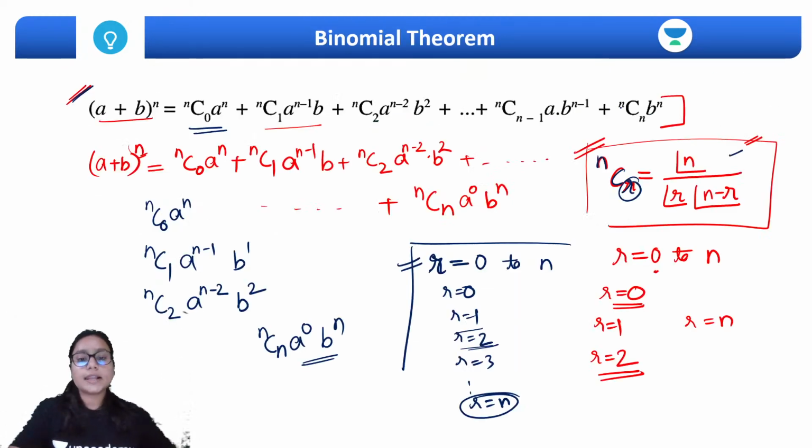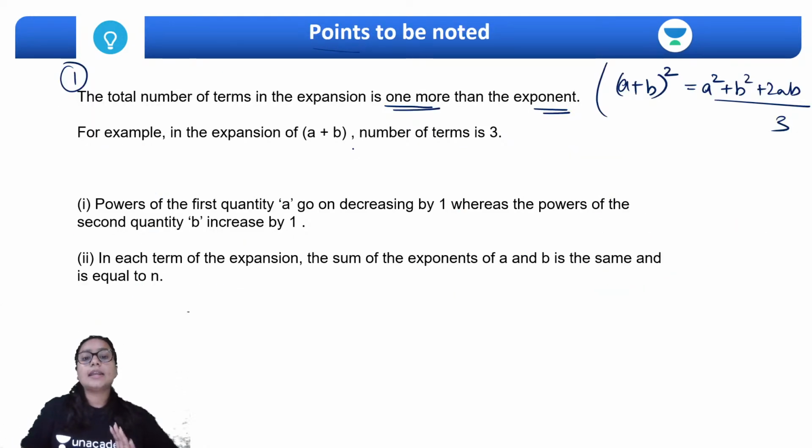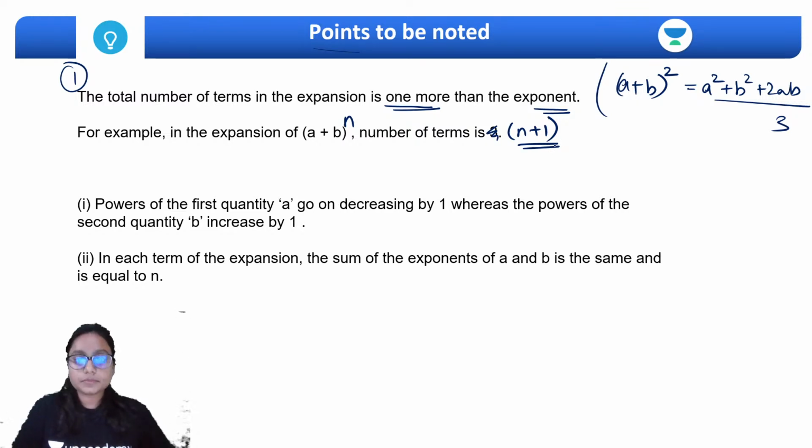Now let's go back and check this point here. When I have (a plus b) whole cube, how many terms are in the expansion? 4. When I have (a plus b) raised to the power 4, I have 1, 2, 3, 4, 5 terms in the expansion. So, I can say that in the expansion of (a plus b) raised to the power n, the number of terms is n plus 1. Alright, is this clear?